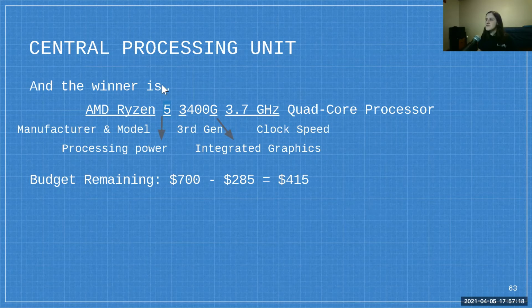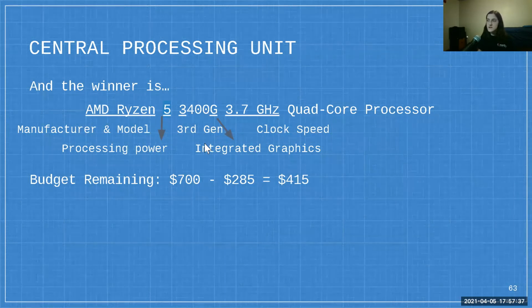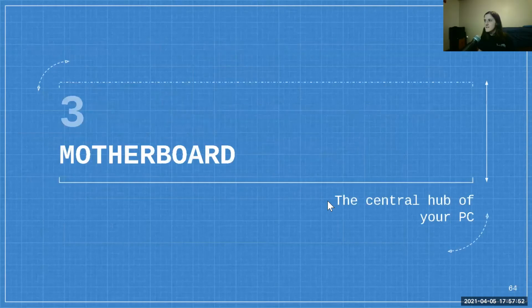And I just wanted to show this here to show you how to read some of these names, so that when they come up later, you can see, oh, that's where that number comes from. So AMD Ryzen, that's a manufacturer model. 5, we talked about relative processing power. I mentioned that Ryzen is on its 3rd generation, so that's where this 3 out front comes from. And then G indicates integrated graphics. And then this is the clock speed. And then we have quad core, which means that there are 4 cores. So with that, we have about $400 remaining. So let's go ahead and move on.